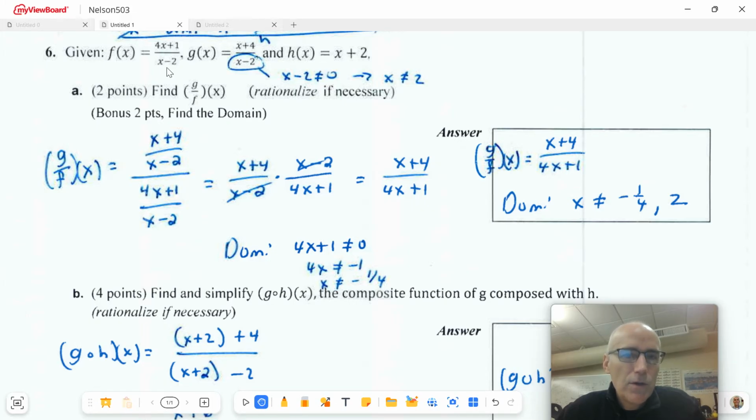It would be this function plus that function. They have the same denominators. That'd be kind of an interesting one. You end up with, what, 5x plus 5 all over x minus 2? That would be if you had the addition going on.